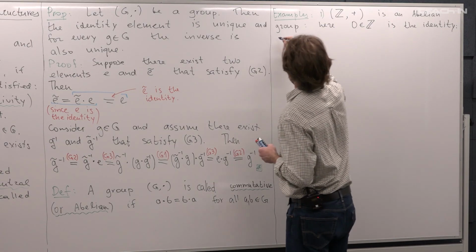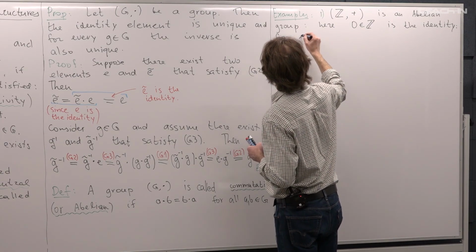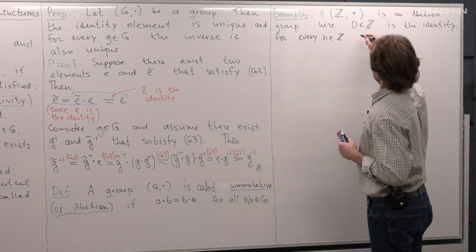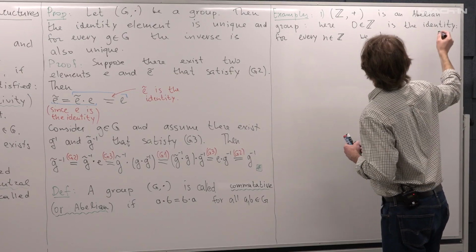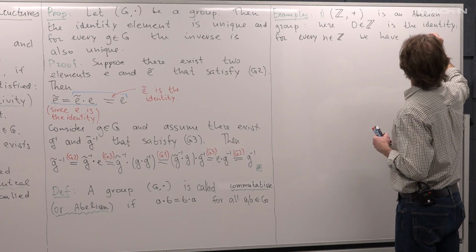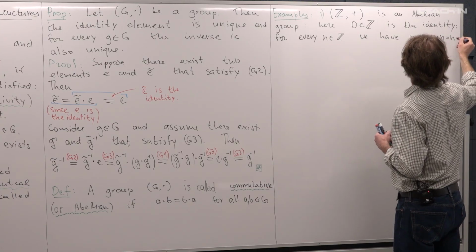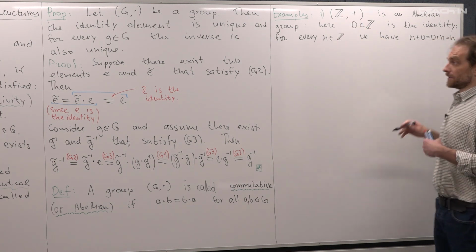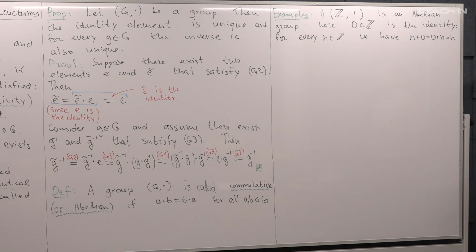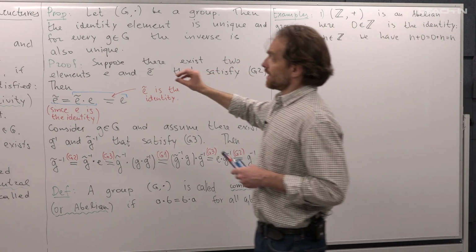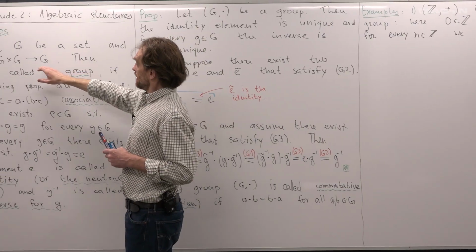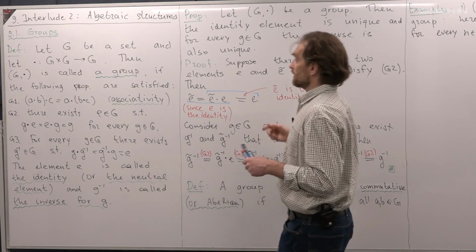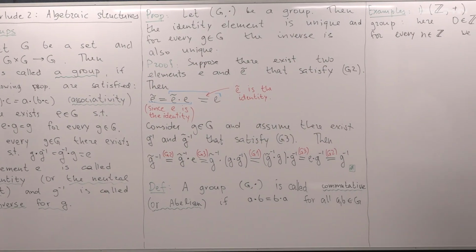So for every integer number n, we have n plus 0 equals 0 plus n equals n. So here we replace dot in the definition by plus because we have plus here. And so plus is a mapping that assigns some element from the set of integers to every pair of integer numbers.